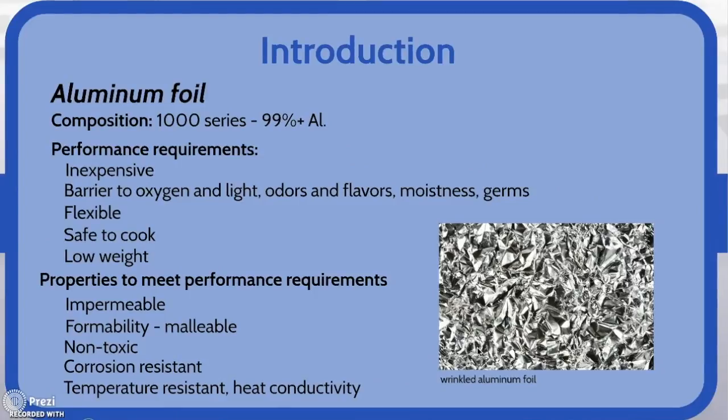So aluminum foil has a composition of 1,000 series. That means it's almost pure aluminum, but sometimes you have some impurities in that. The performance requirements are to be inexpensive, be a good barrier to oxygen, light, odors and flavors, moistness, and germs. It has to be flexible, safe to cook, and low weight.